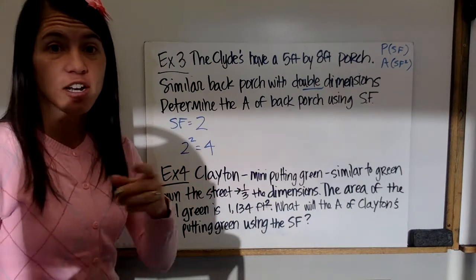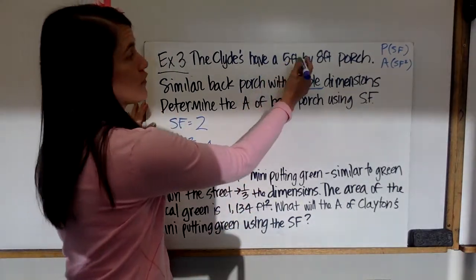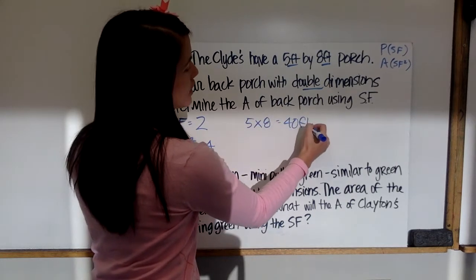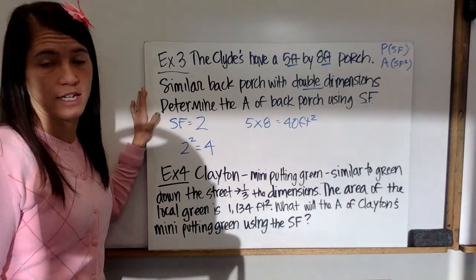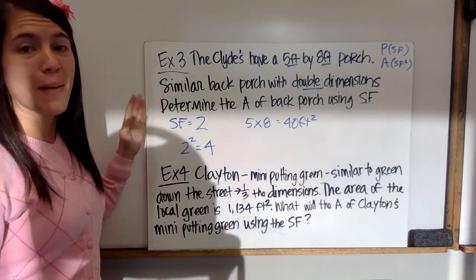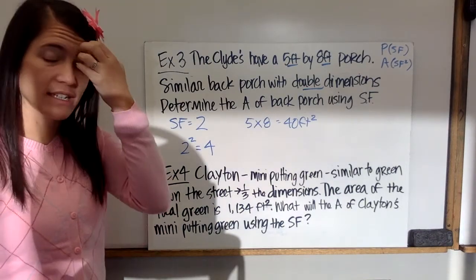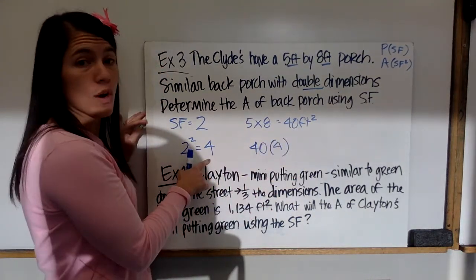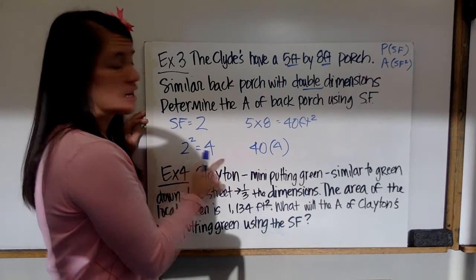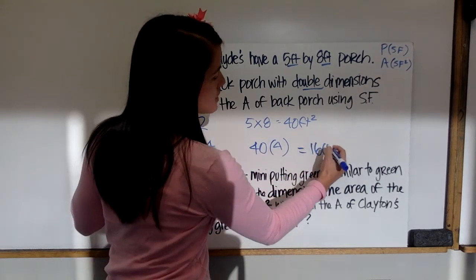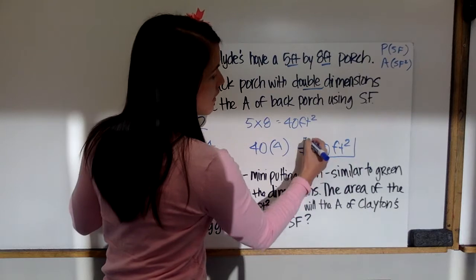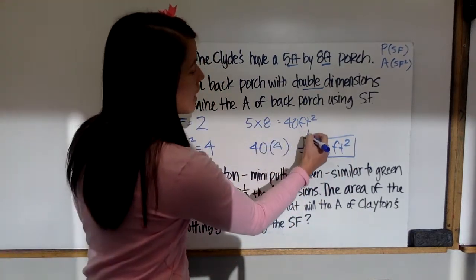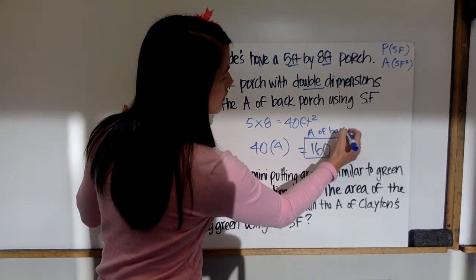So we need to find the current area of the front porch. The front porch is 5 feet by 8 feet, so the area would be 40 square feet for the front porch. But for the back porch, we need to quadruple that. So we're going to take the area, 40, and multiply it by 4 because it's the scale factor squared. And 40 times 4 is 160 square feet, and that would be the area of the back porch.